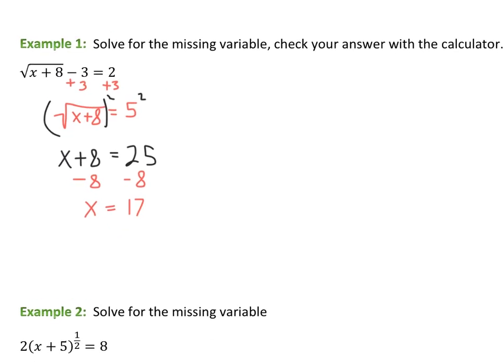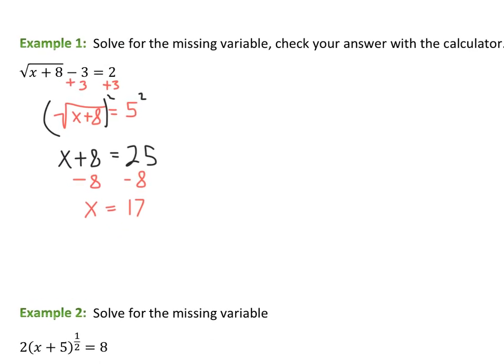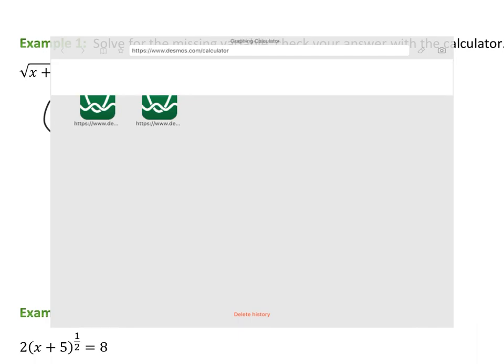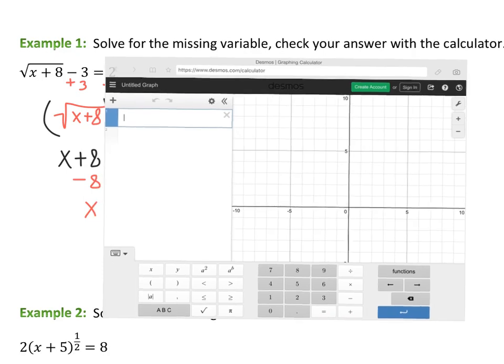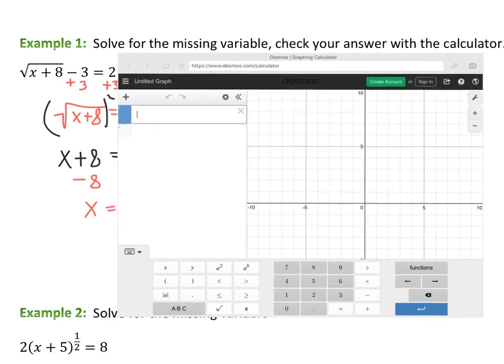We're supposed to check this with the calculator, so we're going to pull up Desmos here and check this equation. So when I go to solve something in Desmos, you can just type it in as is. I don't really recommend that, but I know some of you do it that way. I recommend typing each side of the equation in as its own equation. So y equals the square root of x plus 8 minus 3 as its own equation, and y equals 2 as its own equation.